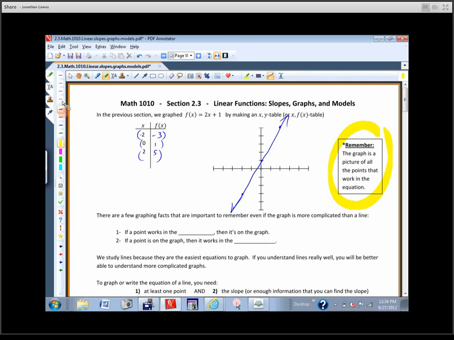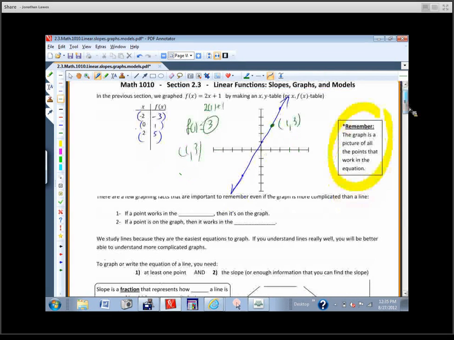So if I take a look at this point right here, that's on the graph, at least it looks like it is. What point does that look like? 1, 3. So if I plug in a 1, do I get out a 3? Is my function value at 1, is it 3? Yep, there's my point, 1, 3. So it does work. Okay, so again, just to reiterate, please don't forget that.